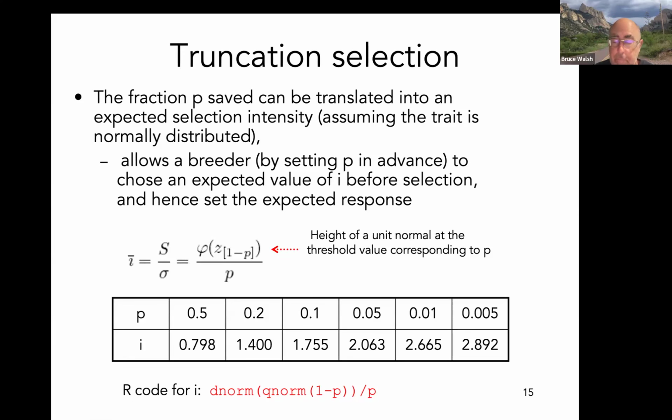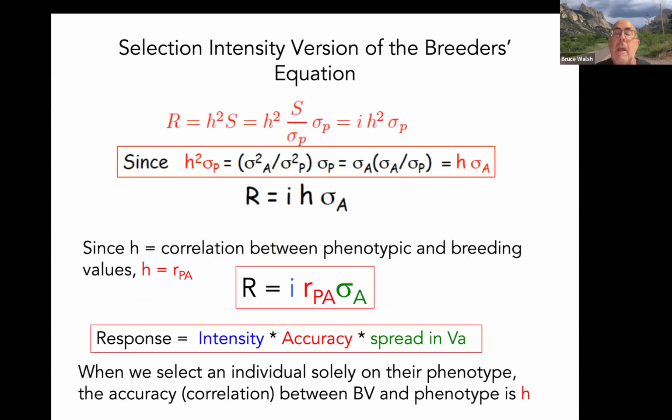So when you do that, you can take the Breeder's equation, and this is just simple algebra, and I can write it in this expression down here. Response equals intensity, square root of the heritability times square root of the additive variation. And this looks much less transparent than the Breeder's equation up here, but it's actually much, much more informative.